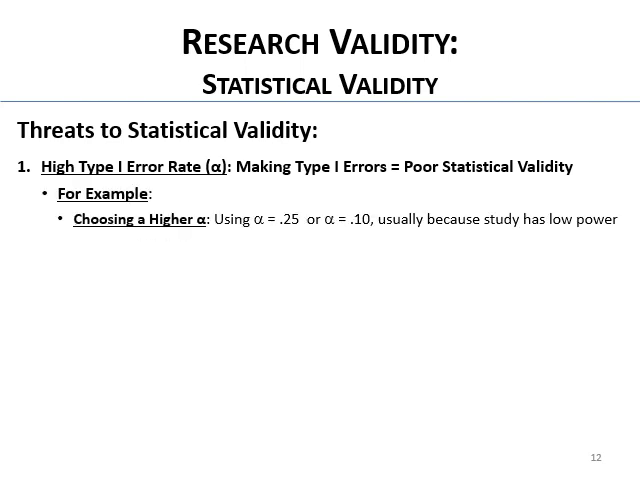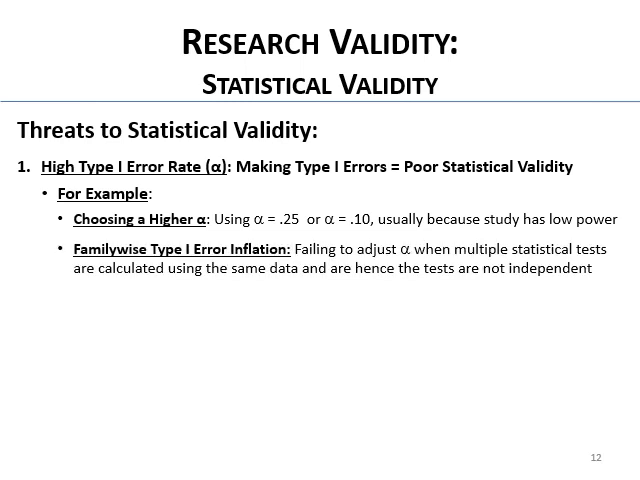So for example, let's say you use an alpha of 0.25 or an alpha of 0.10 because your study is otherwise underpowered. Well, you're more likely to reject the null, okay? So that is more likely to make a type 1 error, unfortunately. So although it decreases your type 2 error, it increases your type 1 error.